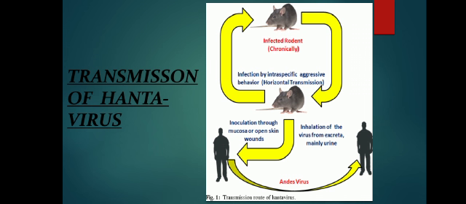Now, the transmission of hantavirus. As you can see, I have shown a flow cycle of transmission of hantavirus. Basically, there is a chronically infected rodent which infects healthy mice, and from the mice droppings, that is urine or some type of excretion, the patient is infected through open skin wounds or inhalation of this virus. This is how hantavirus is transmitted.